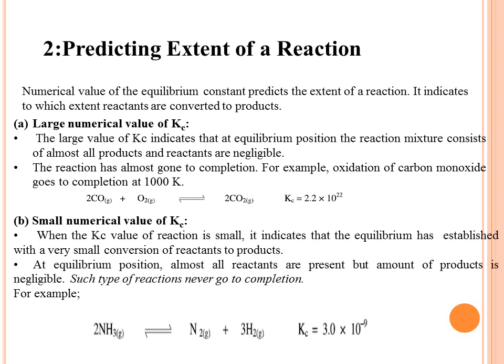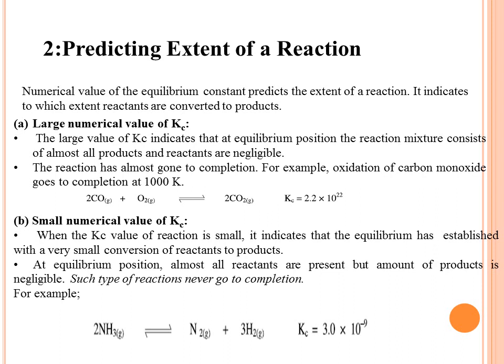In a similar way, small numerical values of Kc indicate that the equilibrium has been established with a very small conversion of reactants to products. At the equilibrium position, almost all reactants are present, but the amount of products is negligible. Now as products are forming in a very small amount, the reaction never goes to completion.